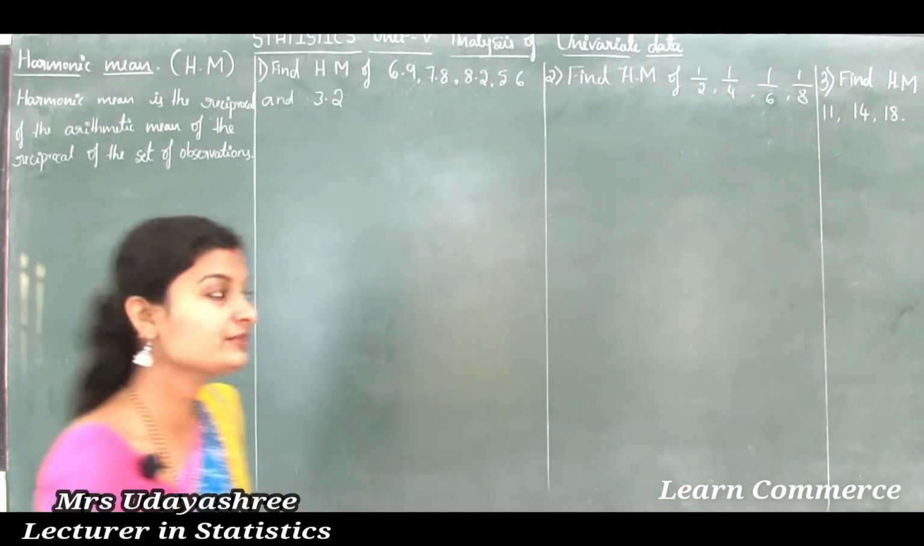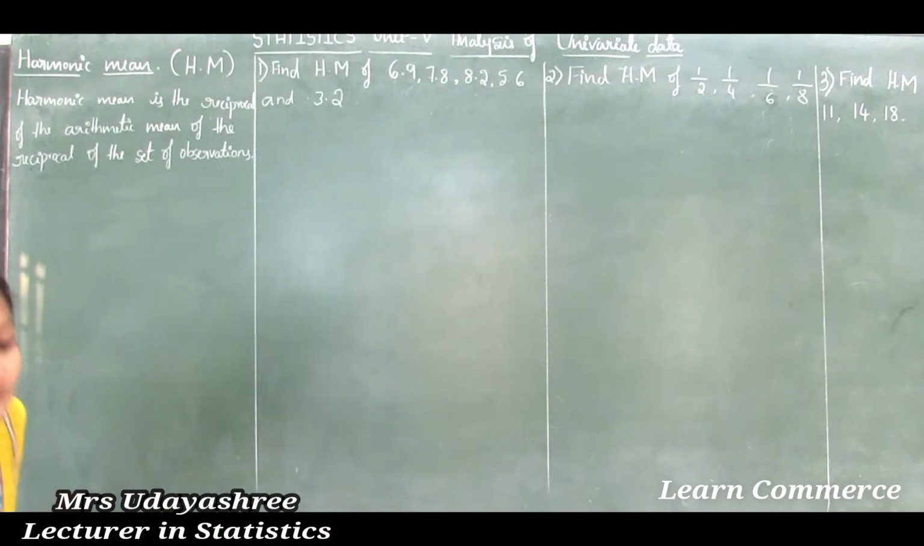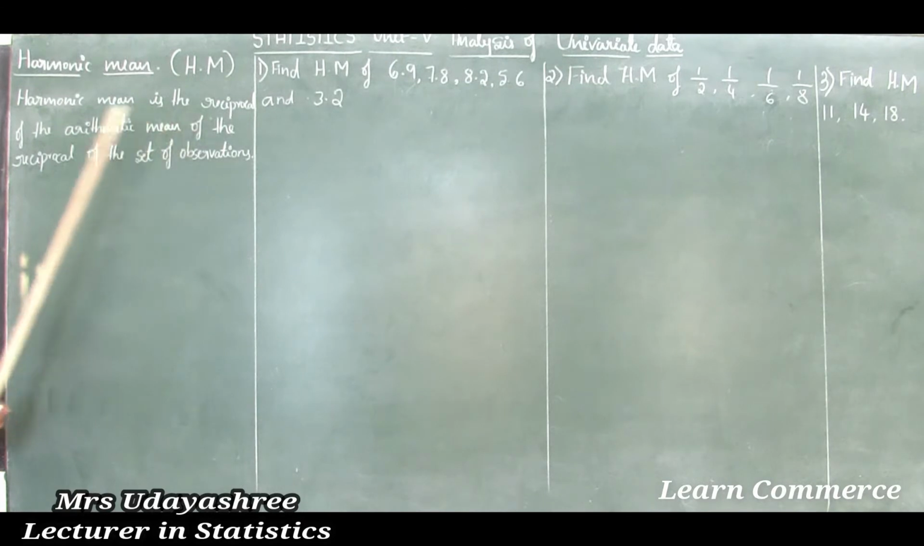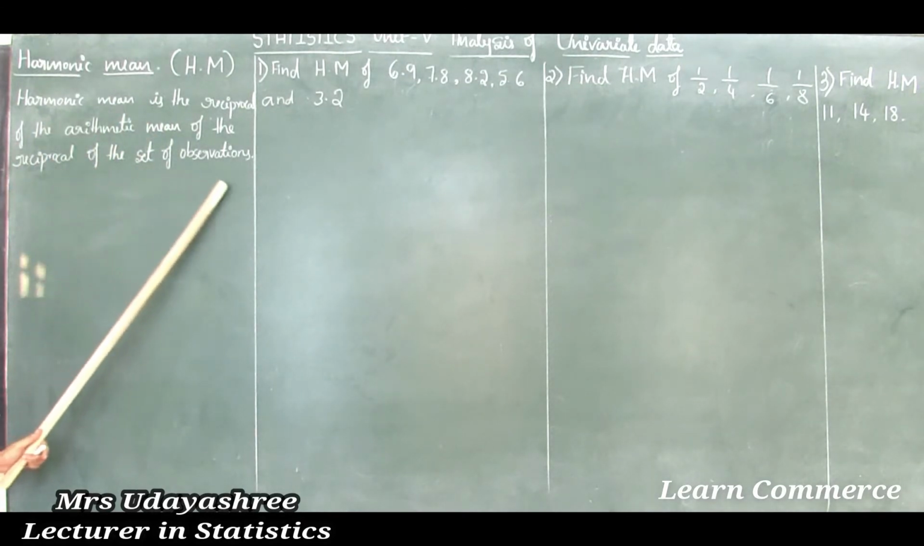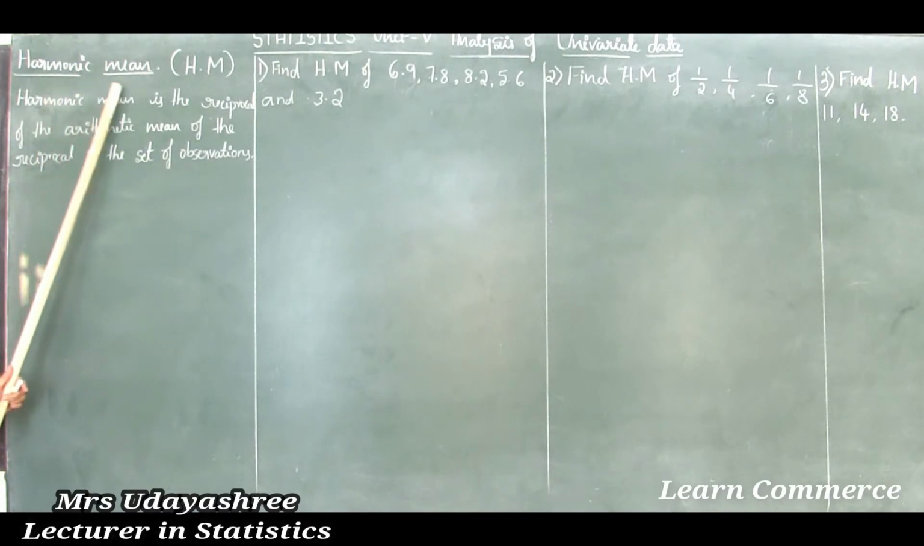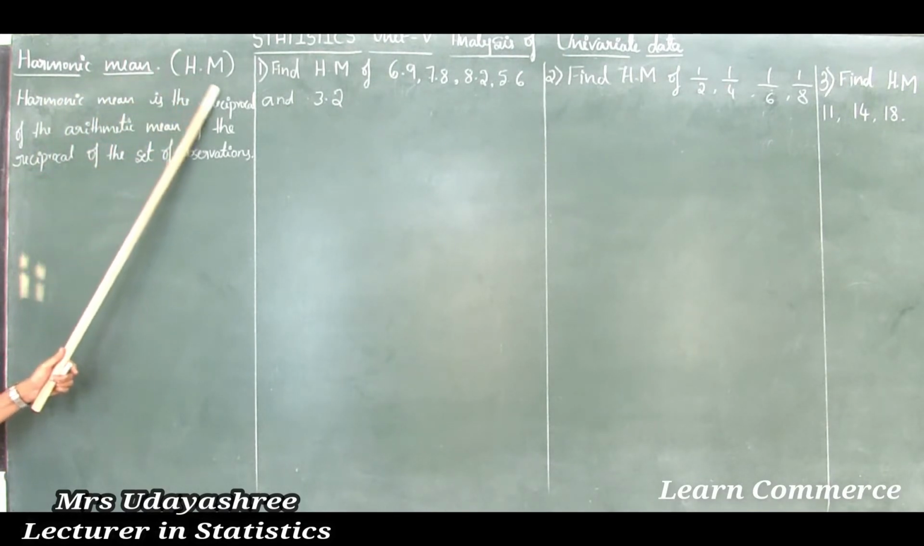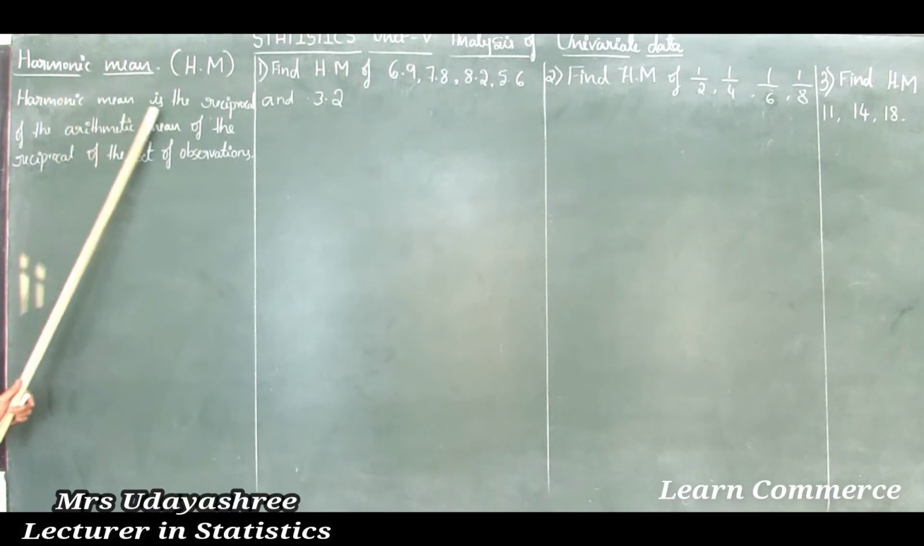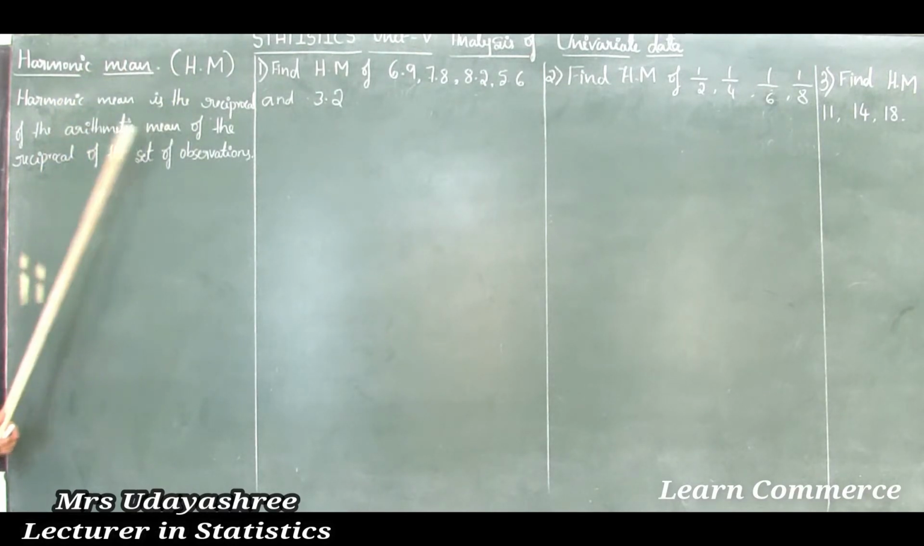See, harmonic mean is the reciprocal of the arithmetic mean of the reciprocal of the set of observations, and harmonic mean is denoted by HM.